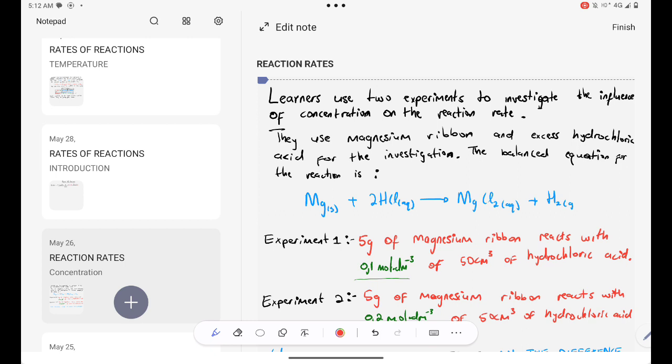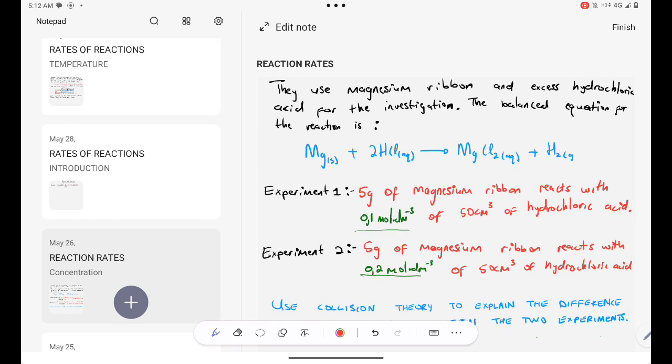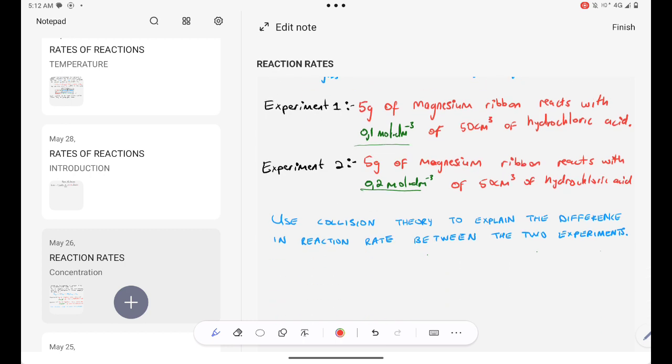We are told that for experiment 1, 5 grams of magnesium ribbon reacts with 50 cubic centimeters of 0.1 moles per cubic decimeter hydrochloric acid. And then for experiment 2, the same mass of magnesium ribbon and the same volume of the acid. The only difference is the concentration of our acid.